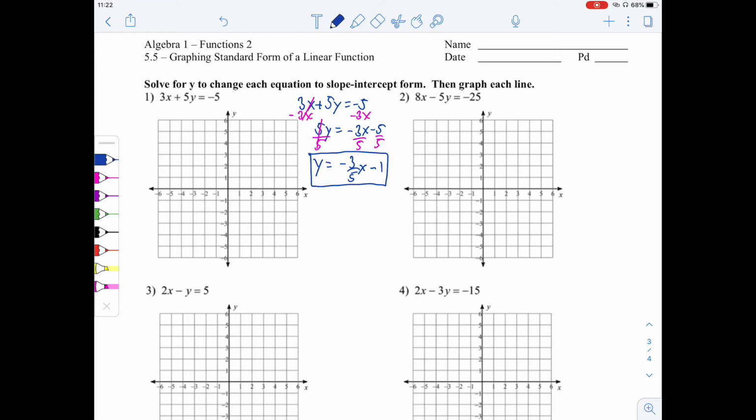And then we can identify what the y-intercept is, what the slope is, and then we can graph it. So the y-intercept is negative 1. Our slope, negative 3 over 5. So we're going down 3, right 5. Right there. Then if you go the other way, up 3, left 5. Right there, and then we draw our line. And that's our graph.